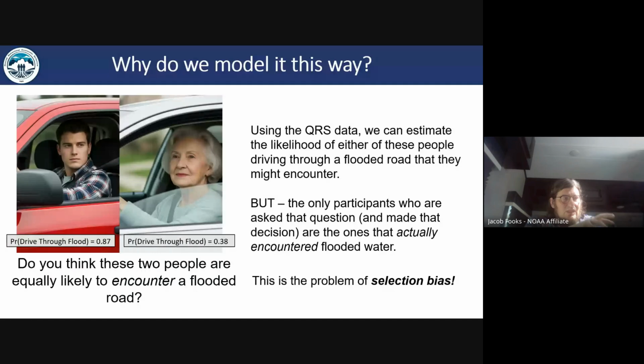Right. So, this is the end point that we want to work towards and back from: this decision that people are going to enter a flooded road. This is something that we ask people in the QRS survey. We say, did you drive through a road, yes or no? And then we can estimate, given one person, conditional on their demographic information, will they drive through a road? If we look at two people, we say, this person is more likely to drive through a flooded road than this person based on their age, based on their income, based on the information they received, all of this sort of stuff, right?